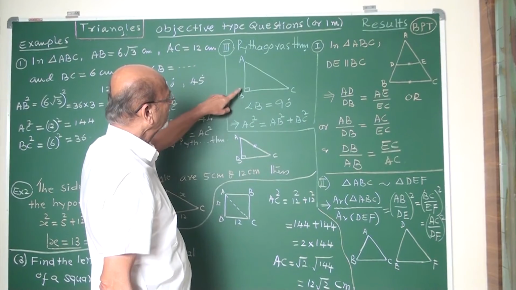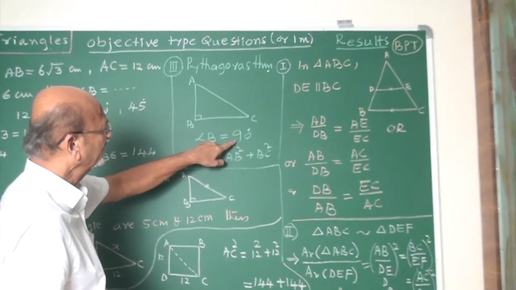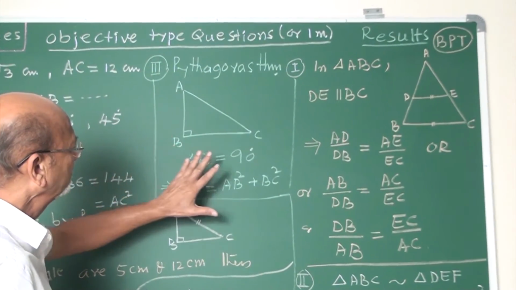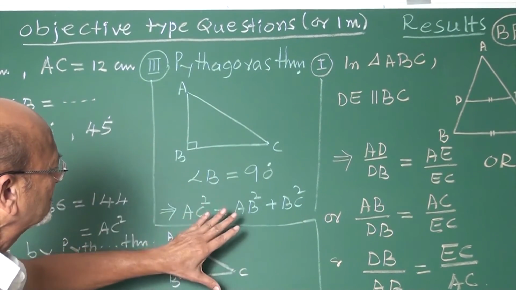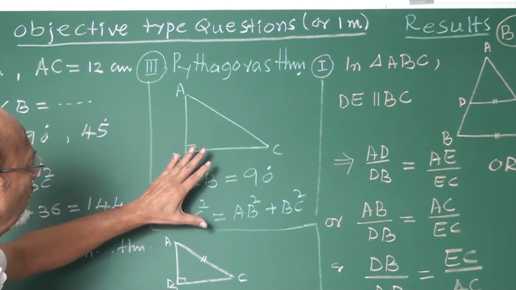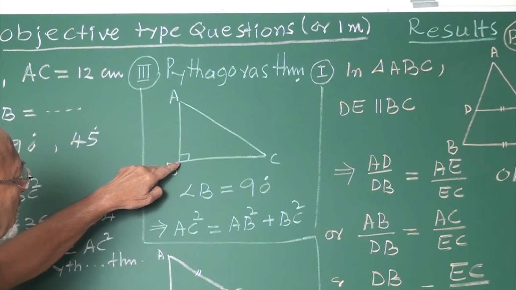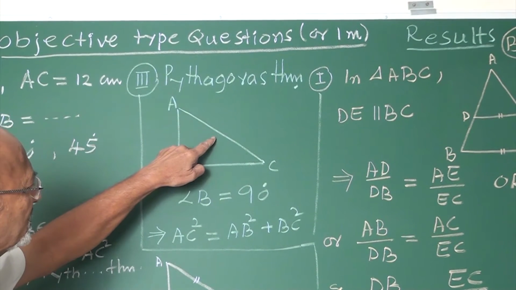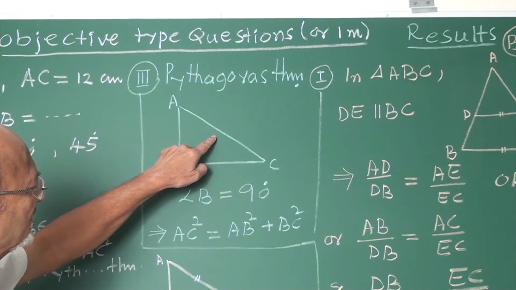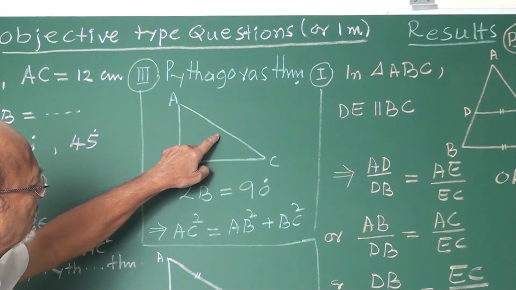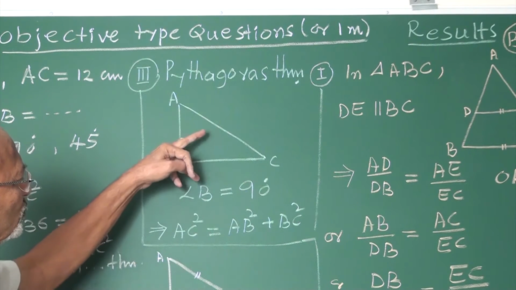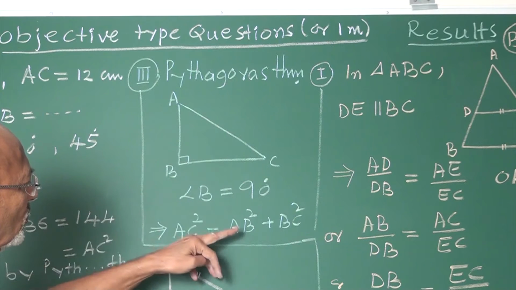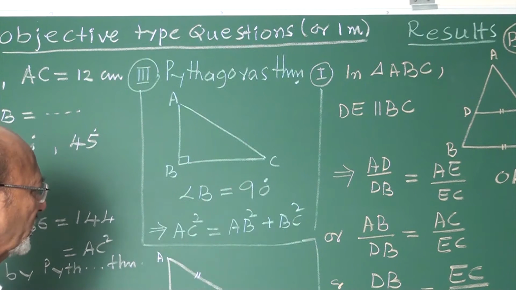In a right angle triangle, if angle P is 90 degrees, everything is given clearly and plainly. I will just remind the main points. If angle B is 90 degrees, what is AC? It is the bigger side, which is called the hypotenuse. The square of the hypotenuse is equal to the sum of the squares of the remaining two sides. So AC square equals AB square plus BC square.